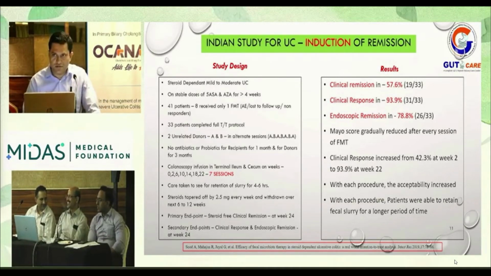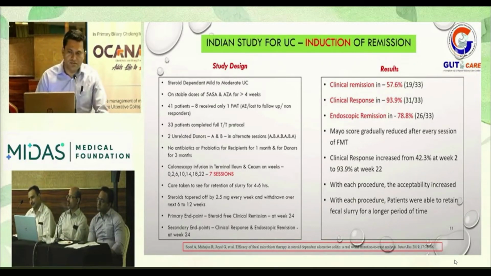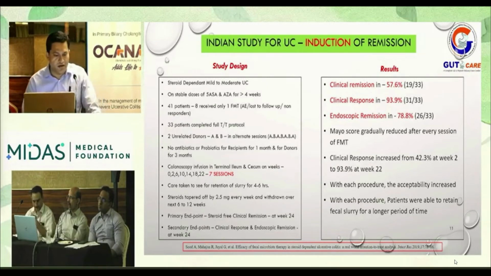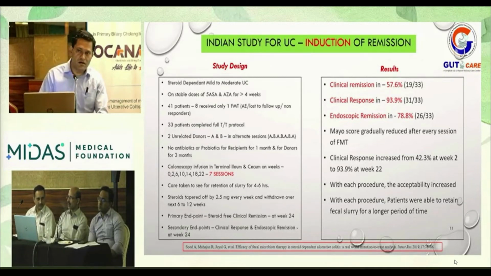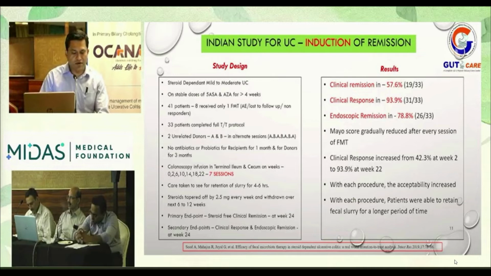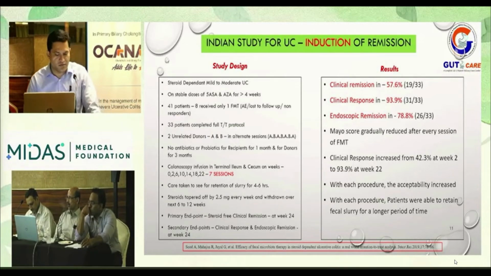About 33 patients completed the protocol, and they used two unrelated donors in alternate sessions, A and B like that. There were 7 sessions of FMT given over 0 to 10 weeks, by colonic infusion into the terminal ileum and cecum. The primary endpoint was steroid-free clinical remission at week 24, and the secondary endpoints were clinical response and endoscopic remission at week 24.